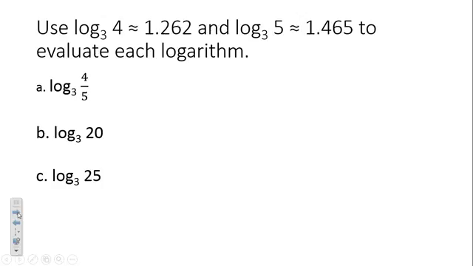Subtract. So log base 3 of 4 was 1.262. Log base 3 of 5 was 1.465. What am I going to do to these numbers? Subtract them. And we break out our handy dandy calculator and we find our answer. What'd you get? Very good. Okay. Next one.